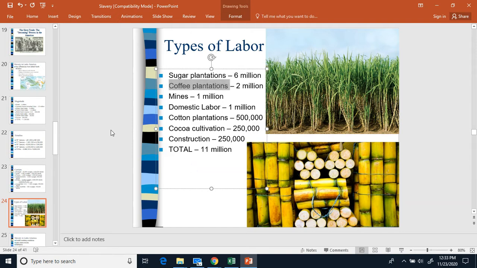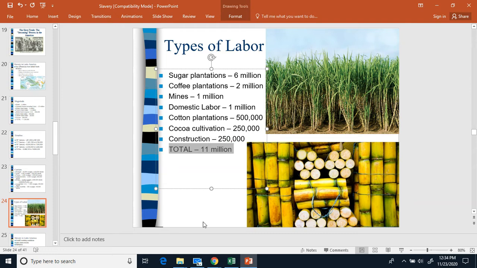Coffee was another one of the major plantations. So coffee was another major plantation that required 2 million people to get coffee. Mining, gold, silver, iron, copper, so forth and so on, needed 1 million people for mines in the Americas. Domestic labor, that's just people living in a house, that was 1 million people. Cotton production was 500,000 people. Cocoa cultivation, that would be like chocolate, right? Cocoa, chocolate. And then construction, just building stuff, was another 250,000 people.